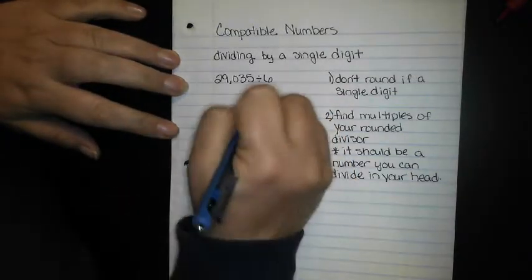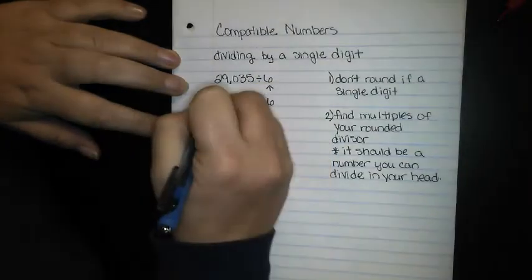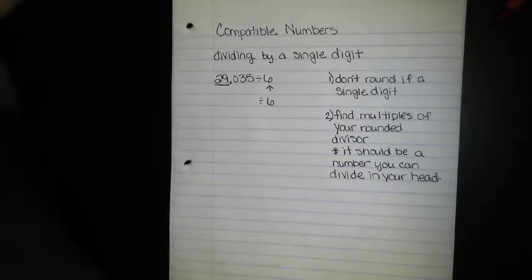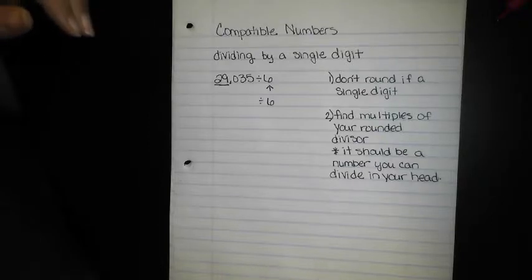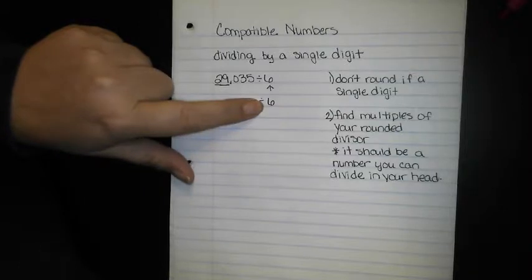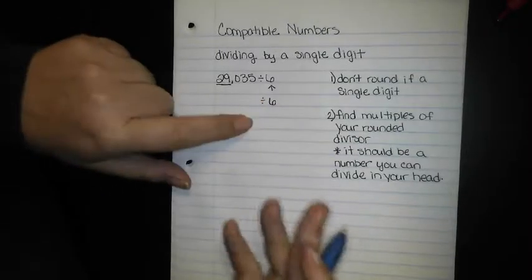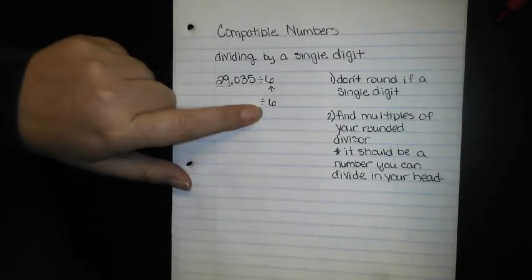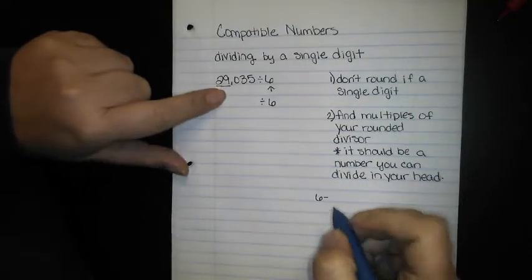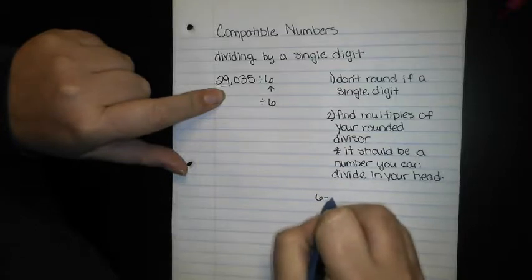The next thing we want to do is look at the first two digits of our actual number. So in the case of 29,035, we want to look at just the 29. You want to find multiples of our rounded divisor. In this case, we're not rounding it, so we're trying to find multiples of 6 that come around the 29. So let's look at our multiples of 6.